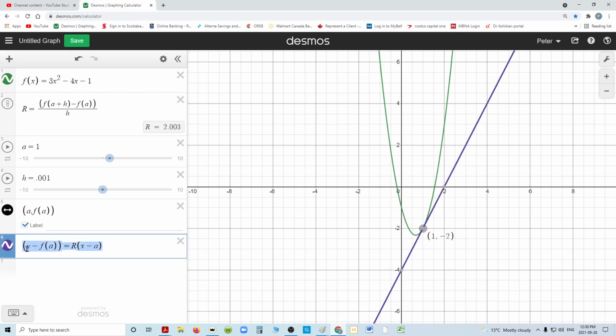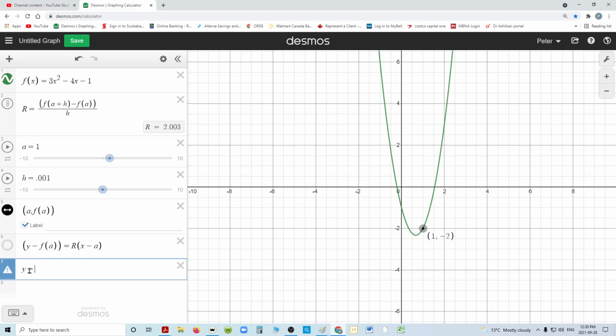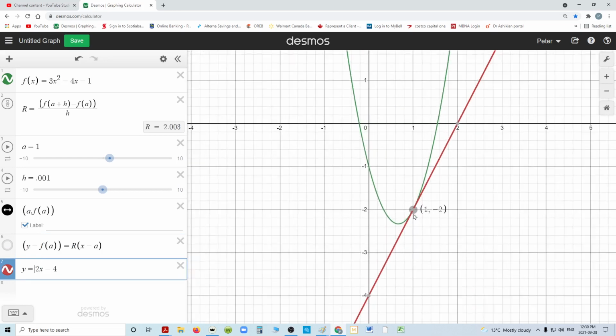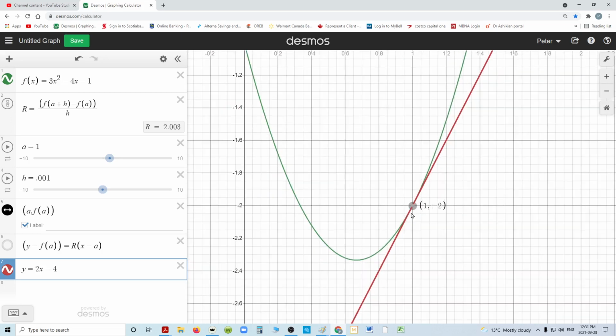And let's just unhighlight this, and put in the formula we found. 2x minus 4. Oops. The slope was 2x minus 4. Look at that. It's exactly the same as our purple line, right?